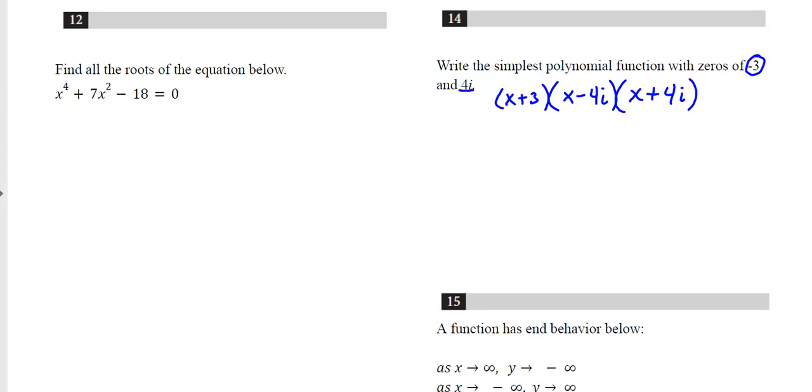So I'm going to multiply this out. I'm going to specifically choose these two because there's some canceling that happens. So I get x squared minus 4ix plus 4ix cancels out.